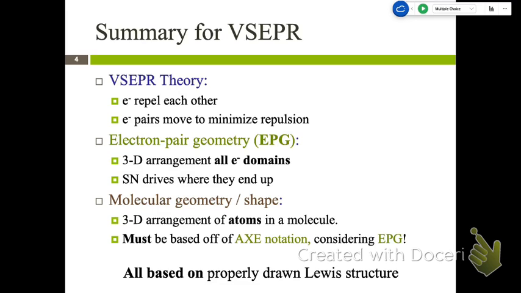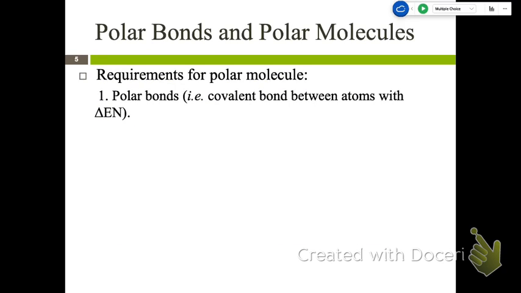I put a summary up in our slides for Vesper, how to approach things. We're not going to spend any time on it, but if you want to look at this, hopefully it'll help clarify some of the things we're working on.